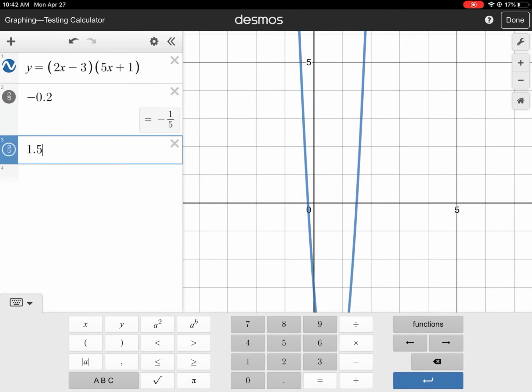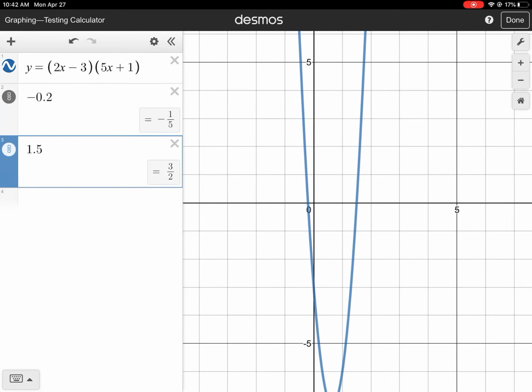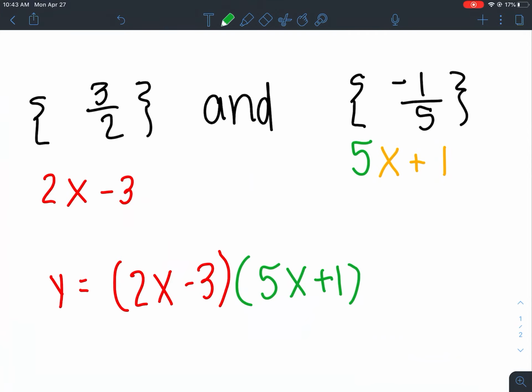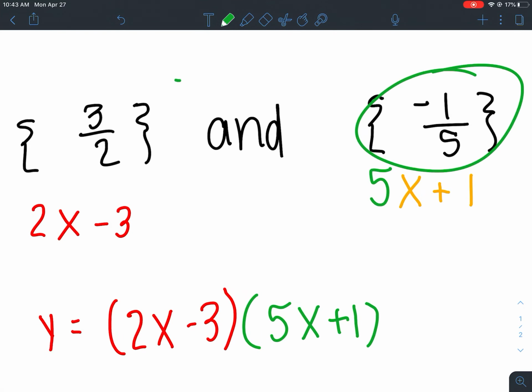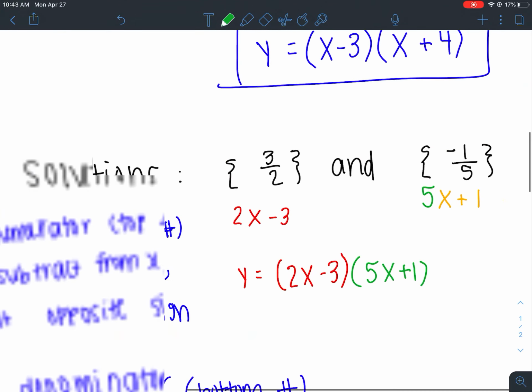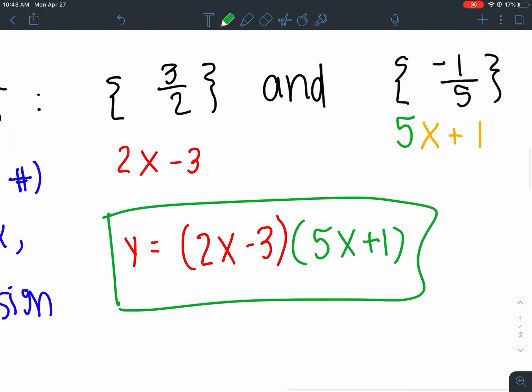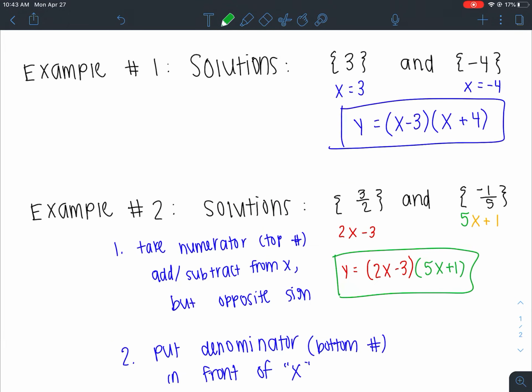What's 1.5 as a fraction? 3/2. So -1/5 and 3/2, which is exactly what my solutions are. So that's how you can check. You can always use Desmos to check. But this would be our final factored form. We're going backwards from solution to the factored form instead of going the other way around.